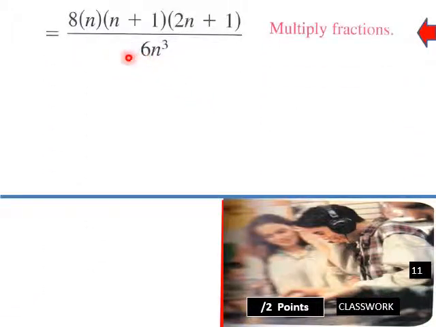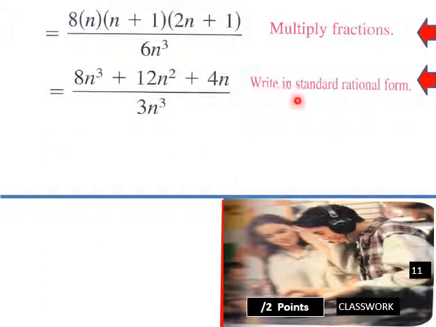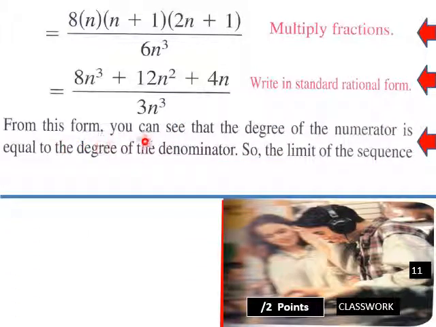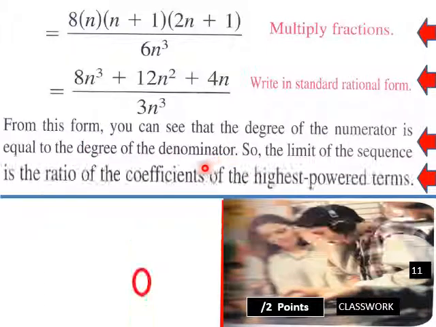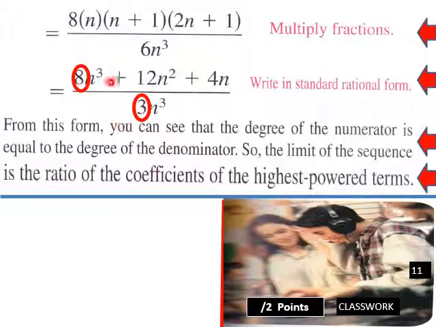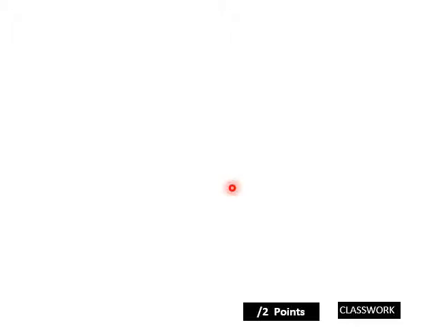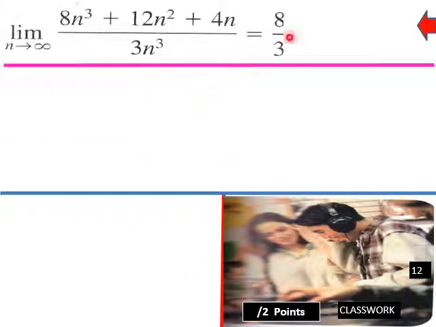Then we're going to multiply our fractions, and write this in standard form. If we multiply these two binomials together, then multiply through by 8n, we'll get (8n cubed plus 12n squared plus 4n) over 3n cubed. From this form, you can see that the degree of the numerator is equal to the degree of the denominator. So the limit of this sequence is the ratio of the coefficients of the highest terms, 8 over 3. So the limit of this sequence would equal 8 over 3.